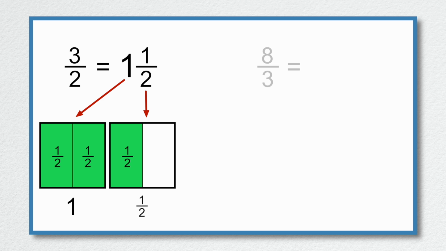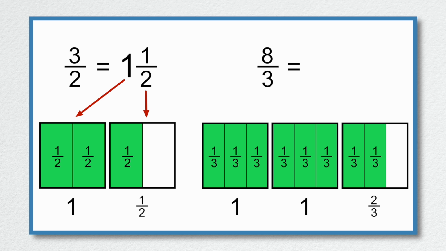If we had, for example, 8 over 3, well, again, 3 doesn't go exactly into 8. If we look at this as a drawing, we can show 8 thirds like this. Here are our 8 thirds, and we've created 2 whole ones, and we have 2 thirds left over. So we can write 8 thirds as 2 and 2 thirds.